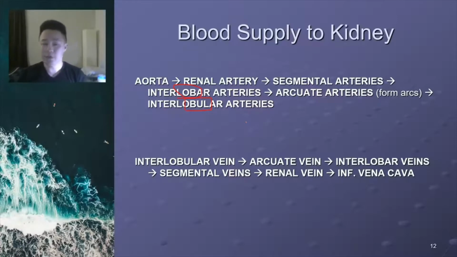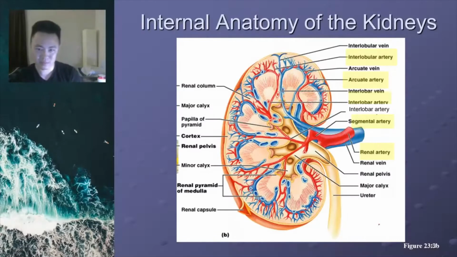And then it gets filtered and comes out through the interlobular vein, through the arcuate vein, and then we have the interlobar veins, and then you have the segmental veins, and then it goes out through the renal vein and returns back into the inferior vena cava, and then finally into the heart. All right, these structures you can review by pausing the video.